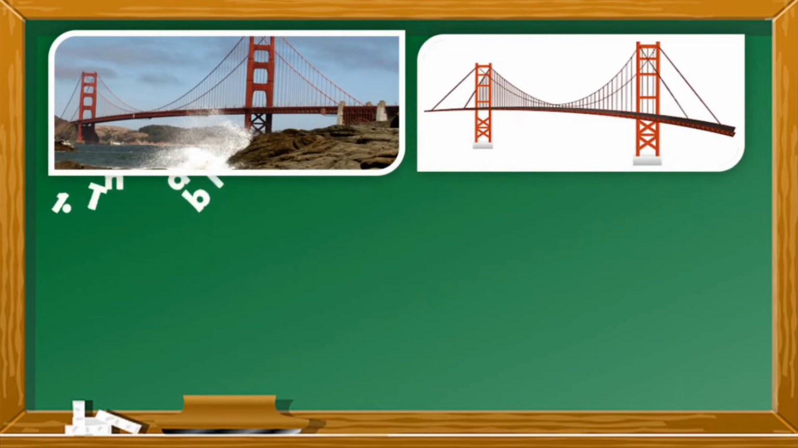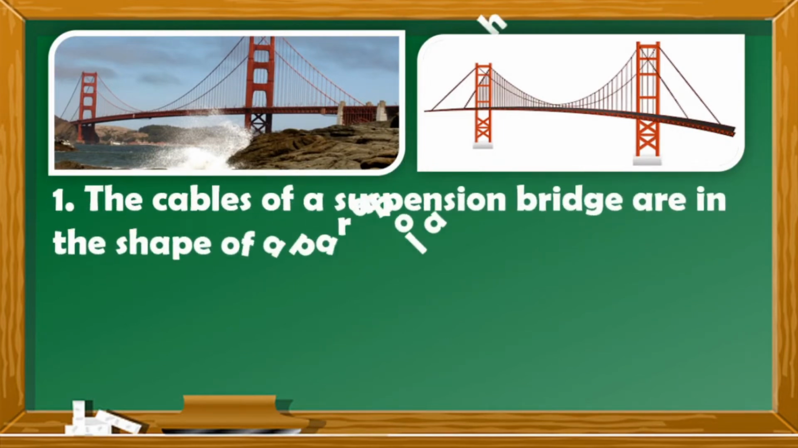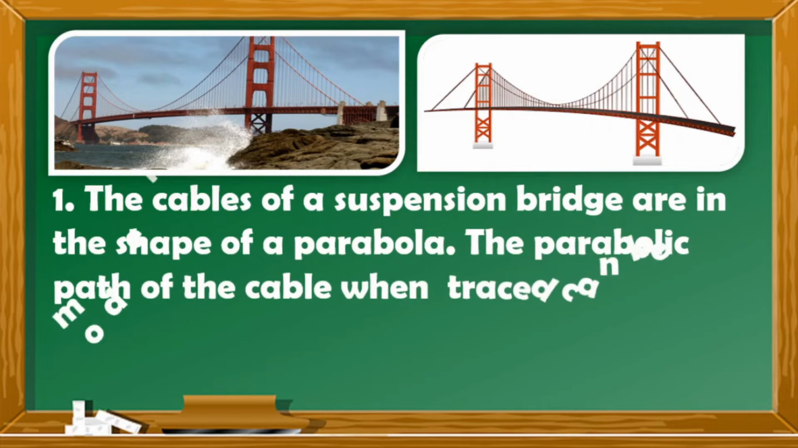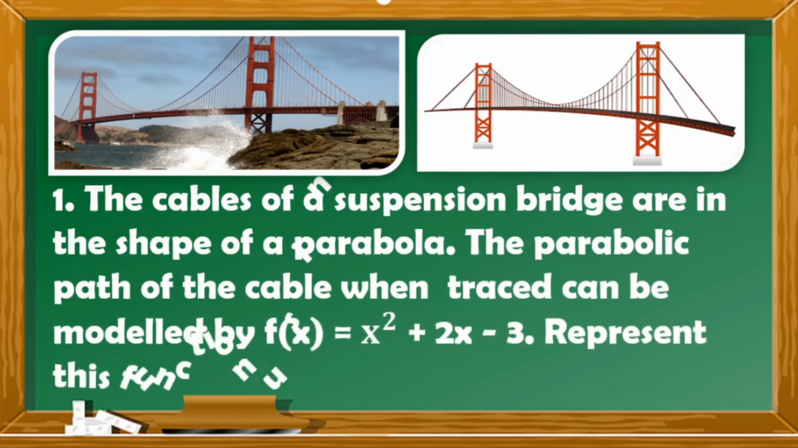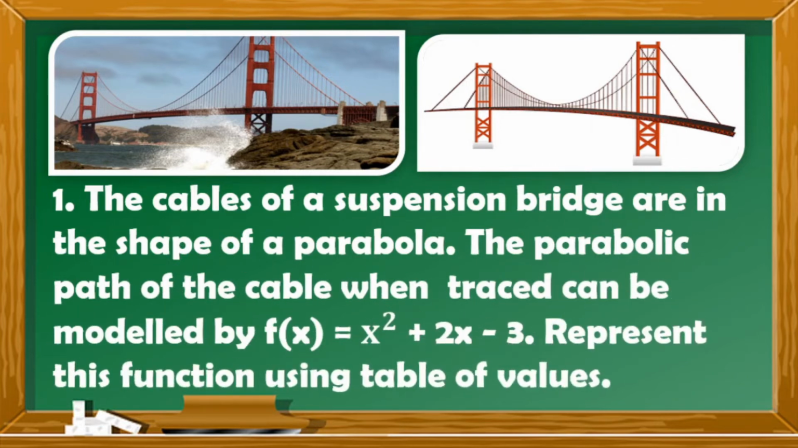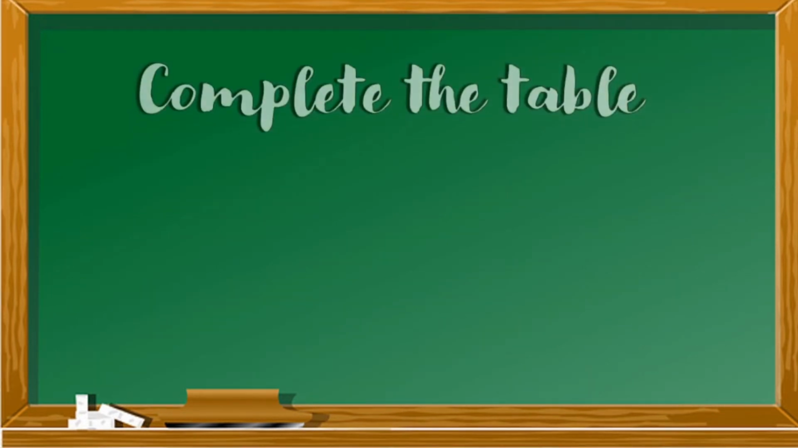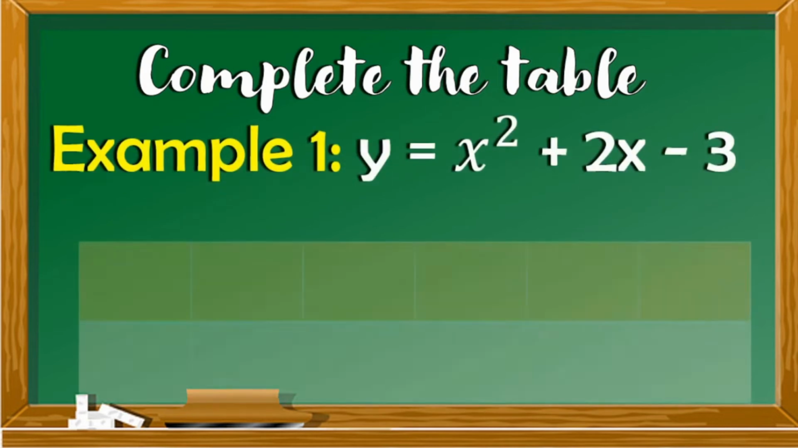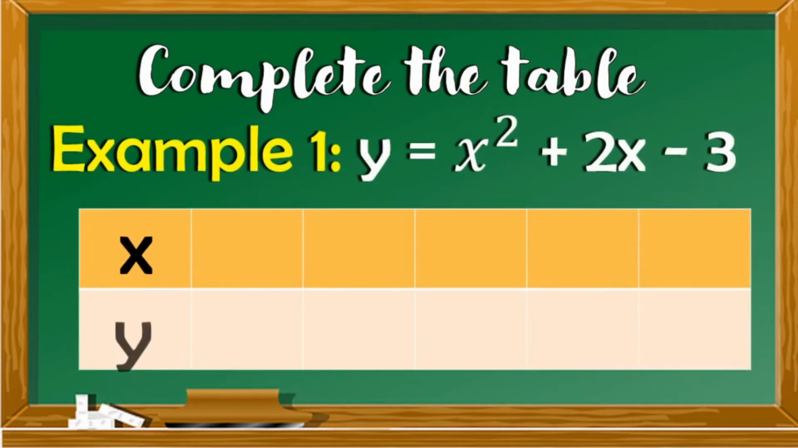Let's have the first example. The cables of a suspension bridge are in the shape of a parabola. The parabolic path of the cable when traced can be modeled by f(x) = x² + 2x - 3. Represent this function using table of values.